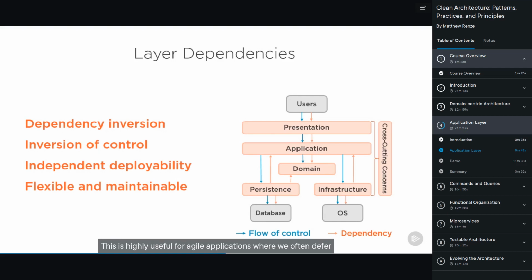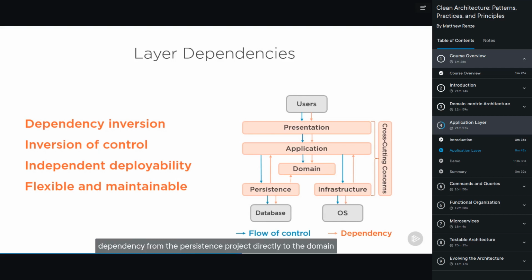This is highly useful for agile applications where we often defer implementation decisions as late as possible when we have a much better understanding of the specific needs of our application and its implementations. This is a strategy referred to in agile software development as the last responsible moment, an idea which we'll talk more about in the last module of this course.